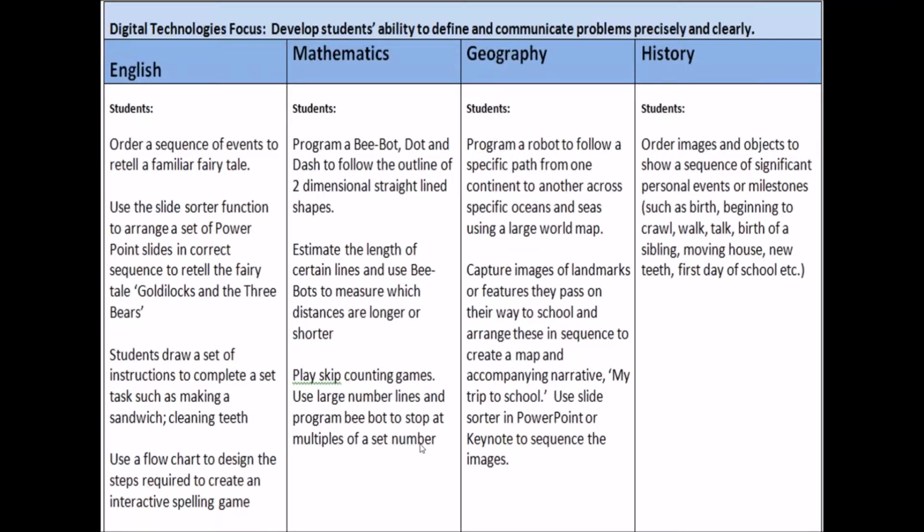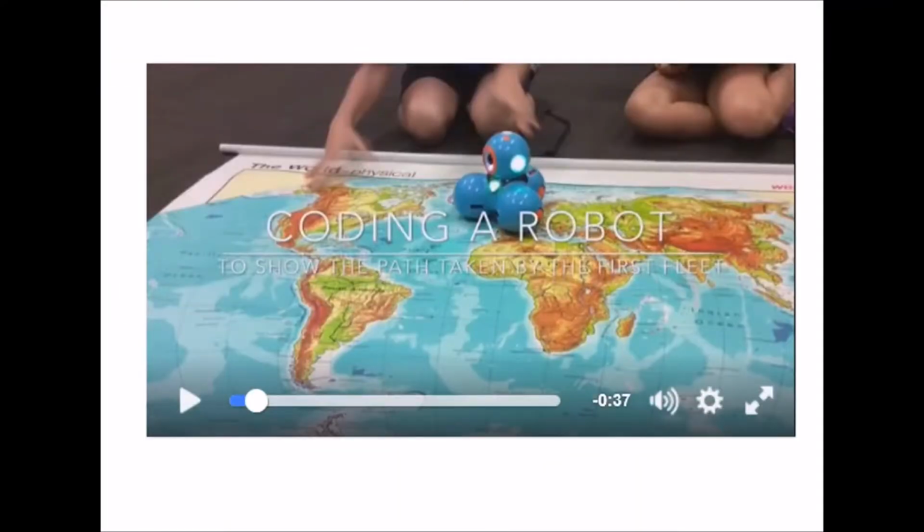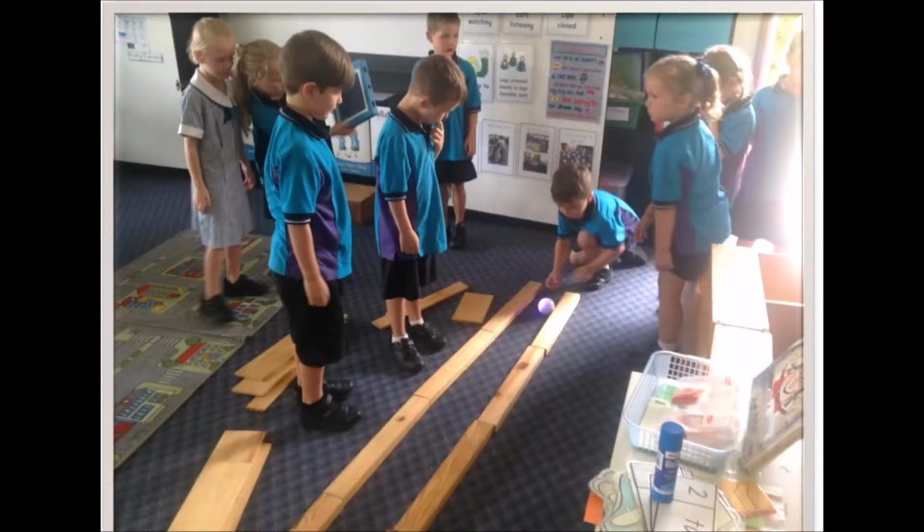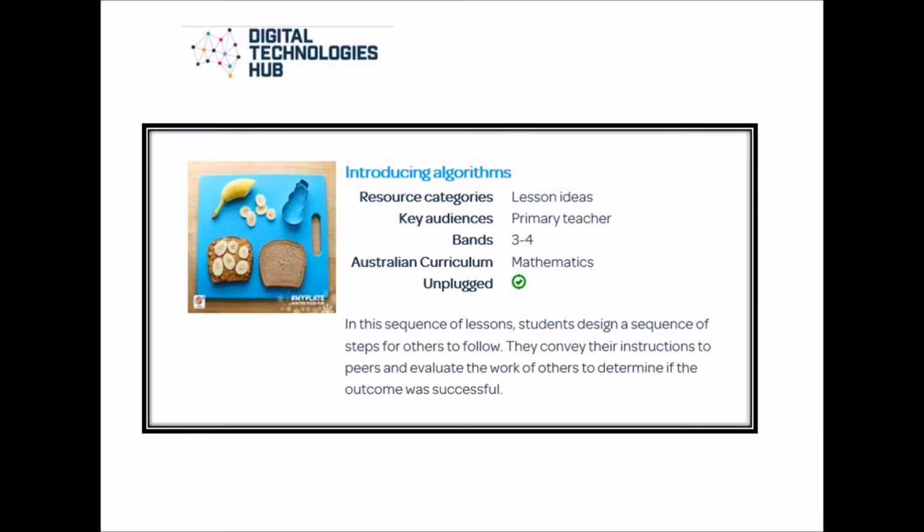Geography is a really good example. If you were in history looking at the path of the First Fleet or moving from one continent to the other, you can get your BBot to follow a set path from one country to another. There it is, thanks Martin. And here's Sphero, again the same sort of thing, programming and writing sequences, and more importantly, being able to articulate those instructions to others.